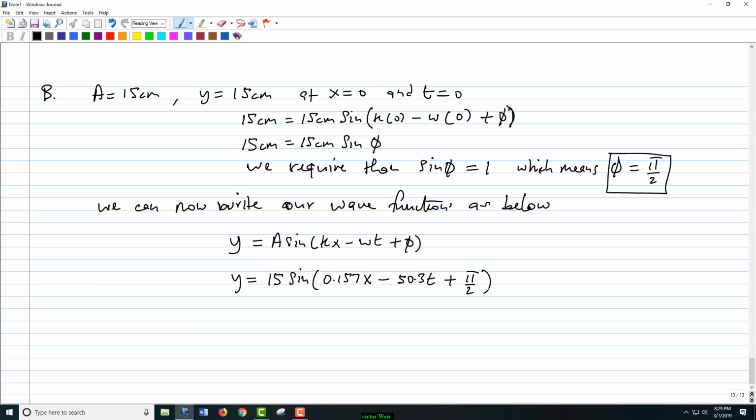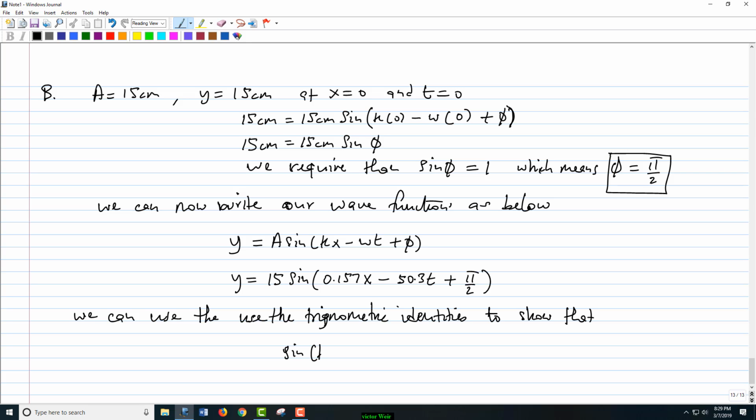We can also write this in a slightly different form using the cosine if we recognize that we can use the trigonometric identities to show that sine(kx minus omega t plus pi over 2) is equal to cosine(kx minus omega t). So what this is telling us is that when we shift the sine by 90 degrees, it becomes a cosine. That's what this is telling us.